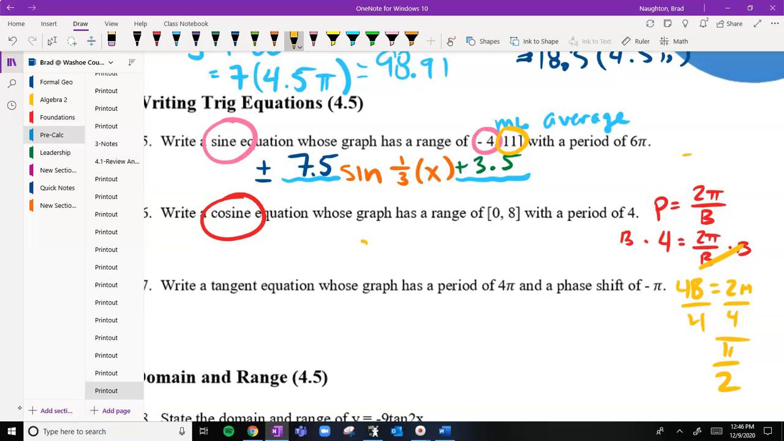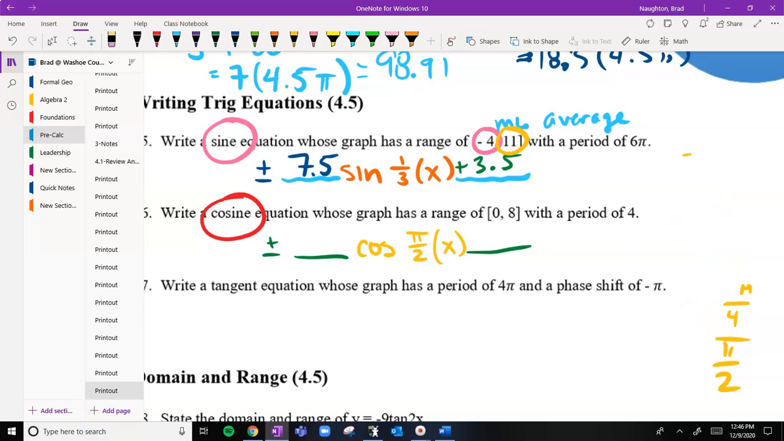So I know that this is going to be cosine pi over 2. And then once again, no phase shift. So we'll just put our x right there. But I still need to find out, put my plus or minus in front, where my midline is and what my amplitude is. So right here, I'm going to find my average for my midline. So 0 plus 8 divided by 2 is going to be 8/2 or 4. So we'll say plus 4.